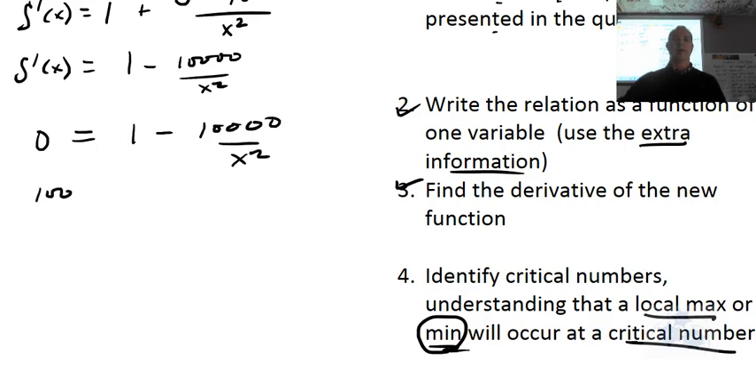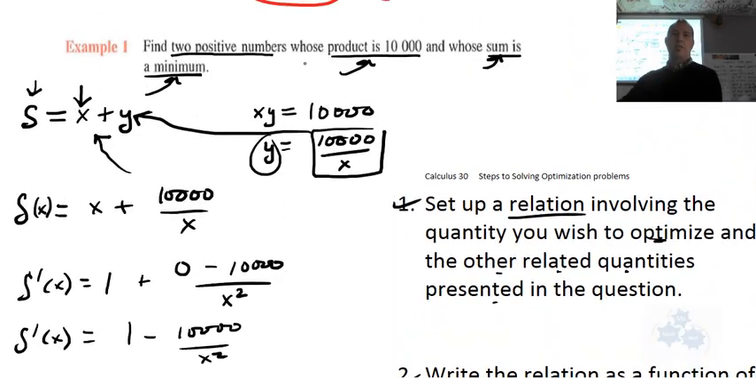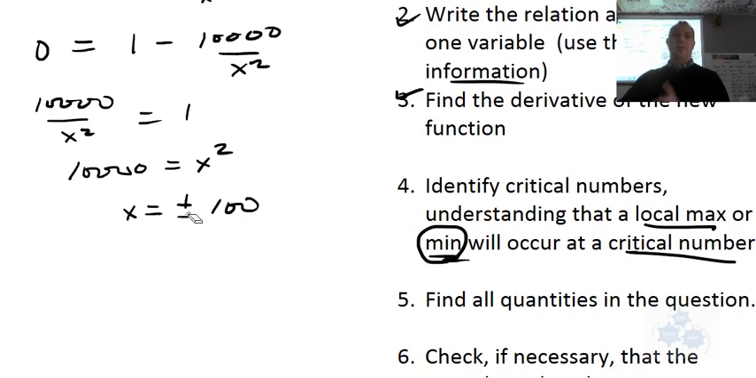Like this. So we have 10,000 over x squared equals 1. That's 10,000 equals x squared. X equals plus or minus 100. Now, we are looking for positive numbers in this question. If you recall, the question says positive numbers, so we can reject the negative possible solution here, and we have a critical number at x equals 100. Just one critical number in the domain of this question. So that is great. This is our critical number.